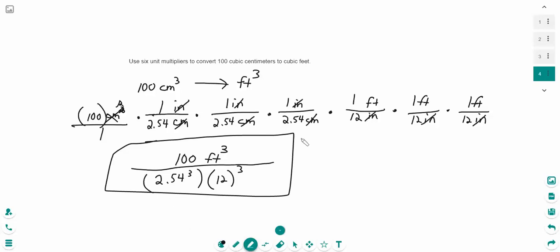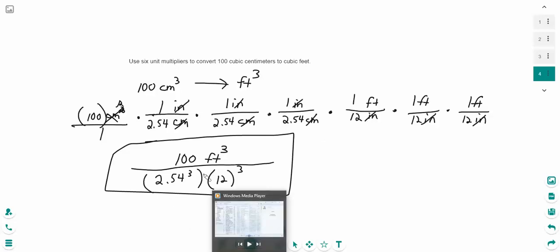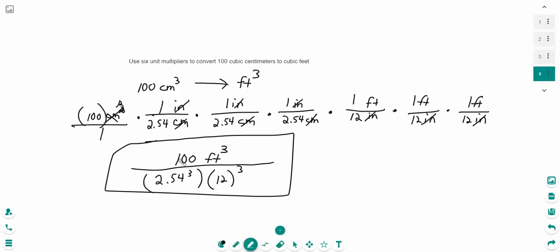All right. Very good. So hopefully this all makes sense. Like I said, this part is very straightforward. It's just one step beyond the squared units. We're now into the cubic units. So we have to use 3 unit multipliers instead of 2. Very straightforward. All right. Excellent.